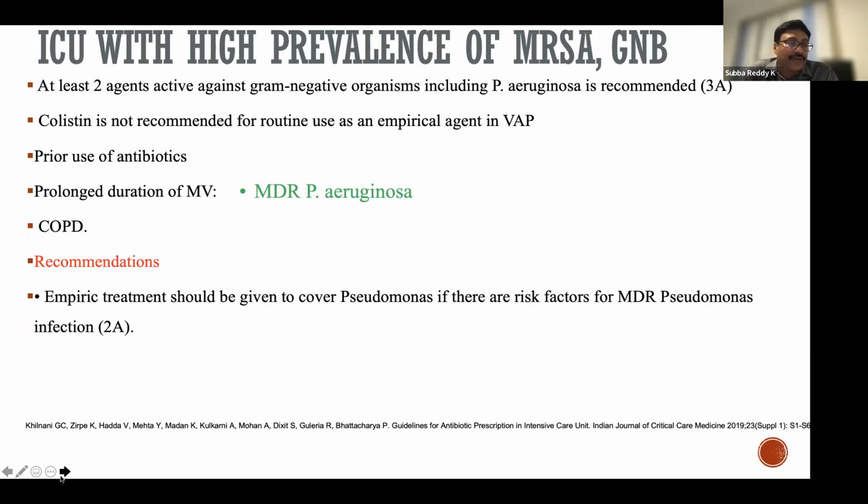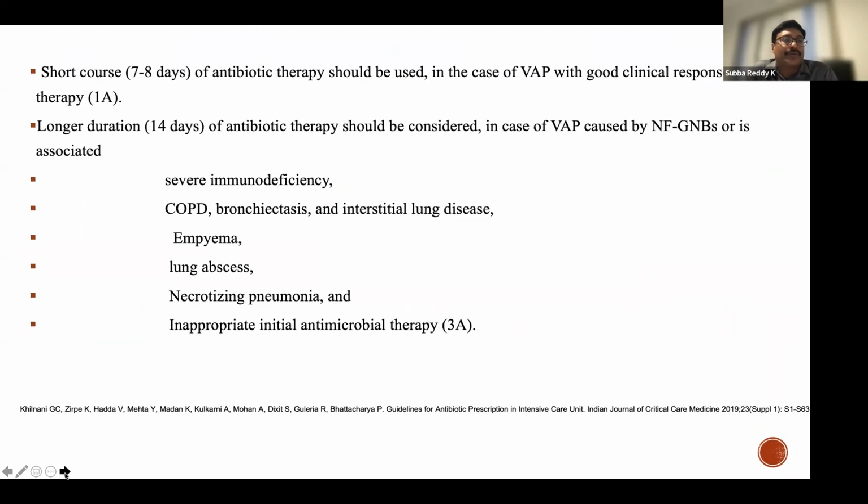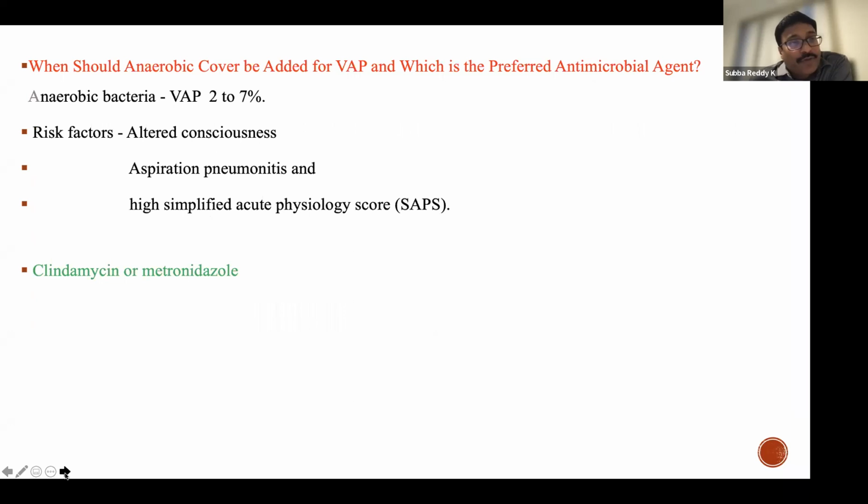So we have to use broad spectrum antibiotics when the patient is having VAP. So how many days do you need to give antibiotics? We have to give a short course, 7 to 8 days of antibiotic therapy. And if the VAP is not responding, or if they have severe immunodeficiency or bronchiectasis, empyema, lung abscess, necrotizing pneumonia, or inappropriate initial antimicrobial therapy, in all these conditions, you have to give a longer duration, 14 days.